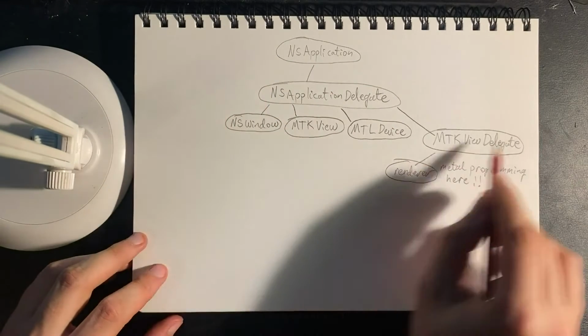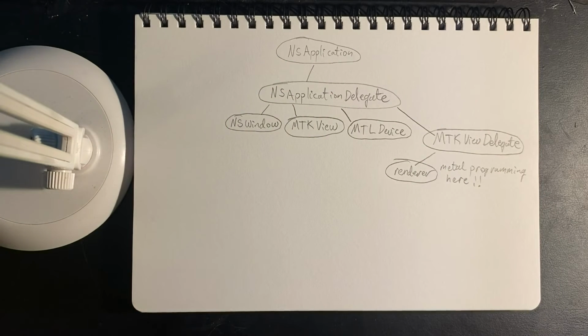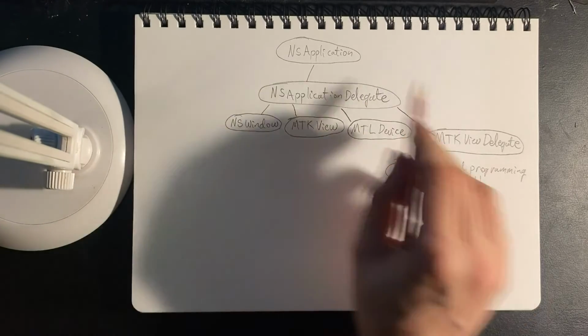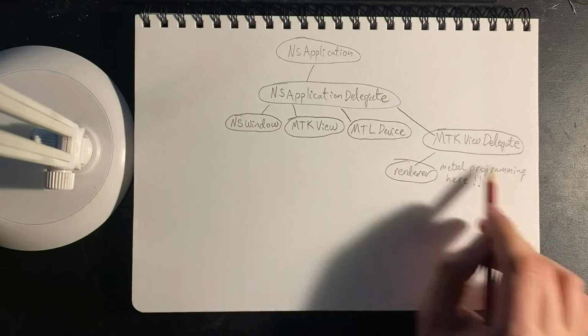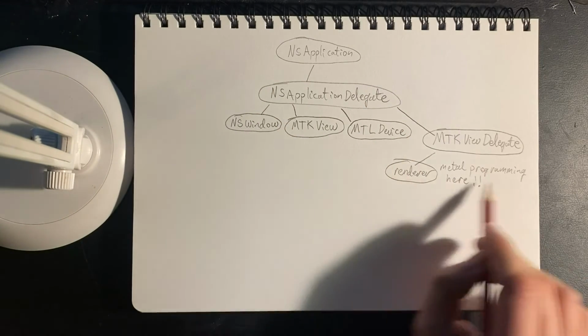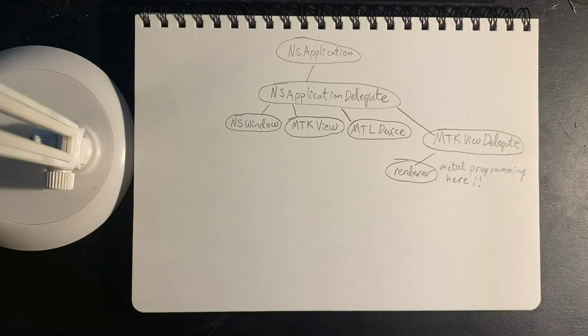So for a lot of this code, I've adapted the Metal CPP sample, which is on Apple's webpage, on their learning resources. So I'm adapting that code base, but then for most of the series, we'll be doing a lot of work here, implementing our own Metal rendering code.